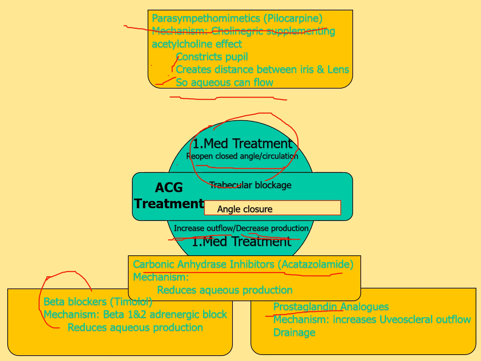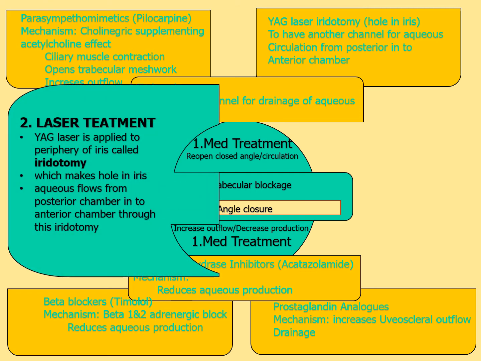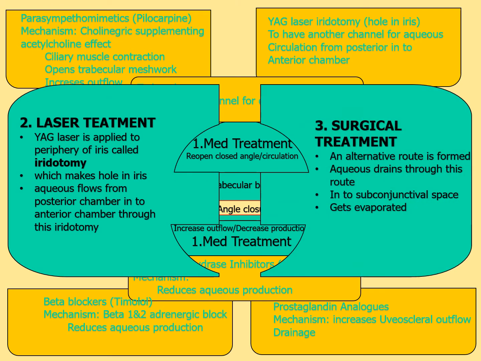If the medical treatment doesn't work, then we have to switch to the laser and the surgical treatment. When the medical treatment fails or is not sufficient, we switch to laser treatment or surgery. Laser treatment is done with the YAG laser, which is used to make a peripheral iridotomy, as we've already discussed. This makes a hole in the iris and the aqueous flows from the posterior into the anterior chamber.